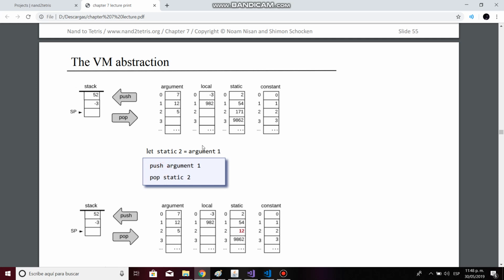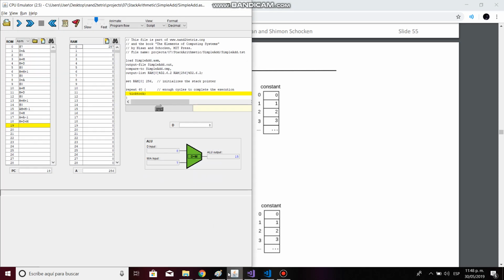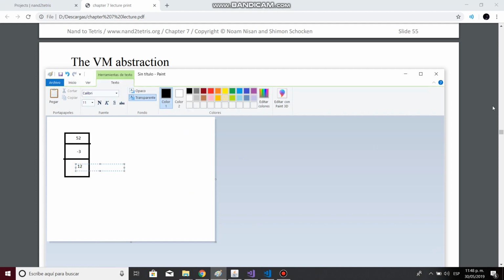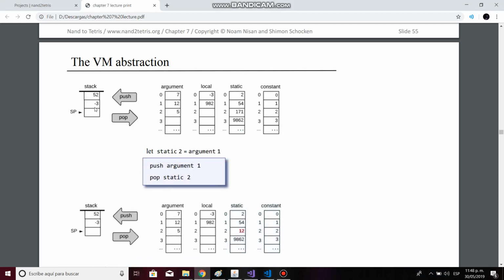What's going to happen right here is that we have argument 1. Argument 1 is 12. When we push it, we're going to put 12 to the stack just like that. We're going to push 12 to the stack. And then when we have 12 in the stack, we're going to pop it.